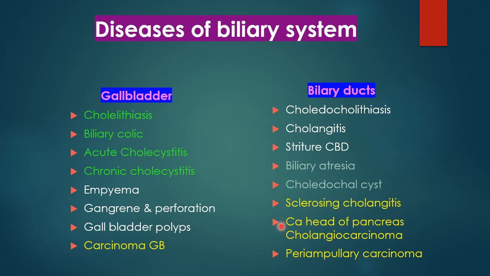And then you've got the three malignant lesions, which are causes of obstruction of the CBD and obstructive jaundice. These are known as the triple cancers of the bile duct: carcinoma of the head of the pancreas, cholangiocarcinoma, and periampullary carcinoma.